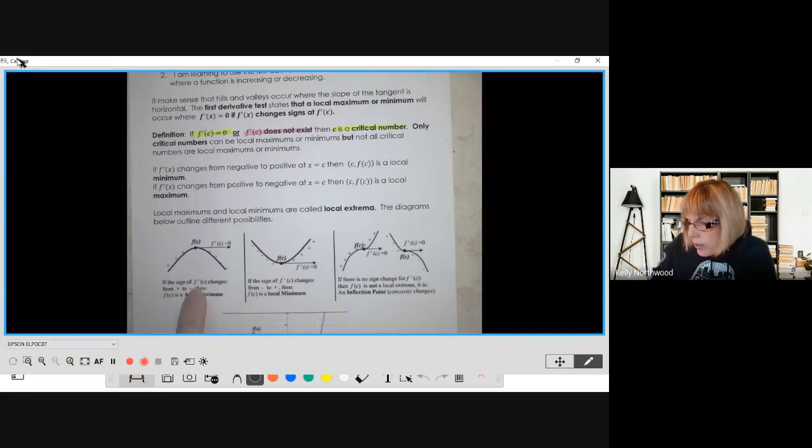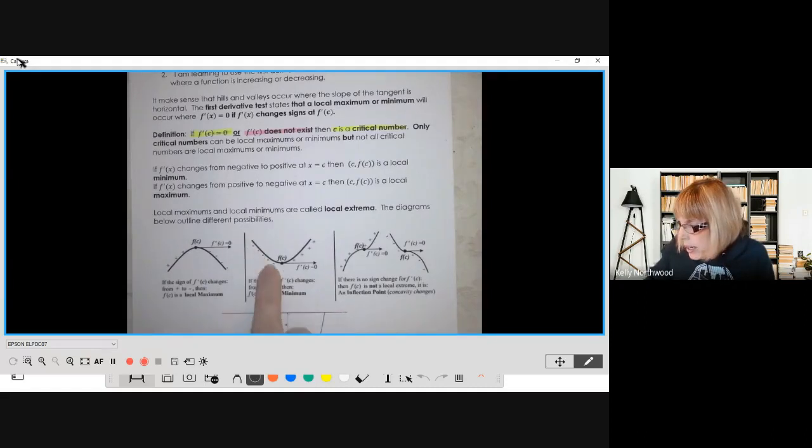So here's an example of a local maximum. And they've got the little slope of the tangent is positive, 0, negative. And c would be considered a critical number. Here, the slopes would be negative, then 0, then positive. That would be a local minimum. And here you can see we have f prime at c equals 0, but we don't have a maximum or a minimum.